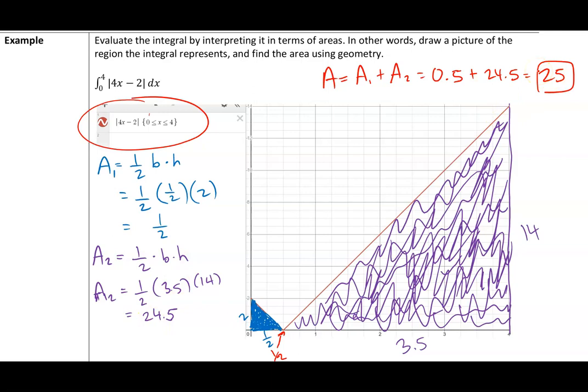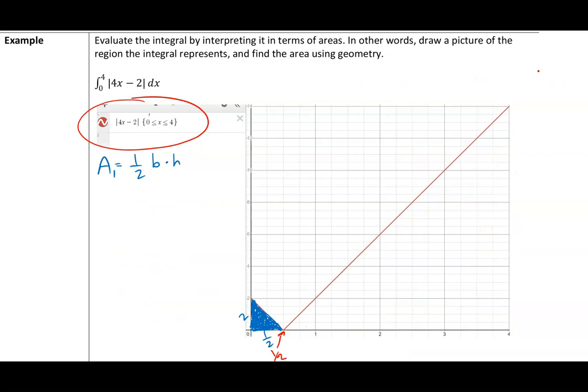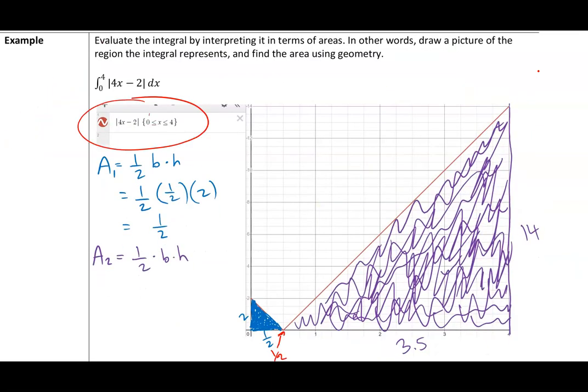So if we're looking for the area geometrically, which is what we did in this example and the one previous to it, then we want to graph these shapes, and we just want to find the area of these shapes using geometry, geometrical formulas.